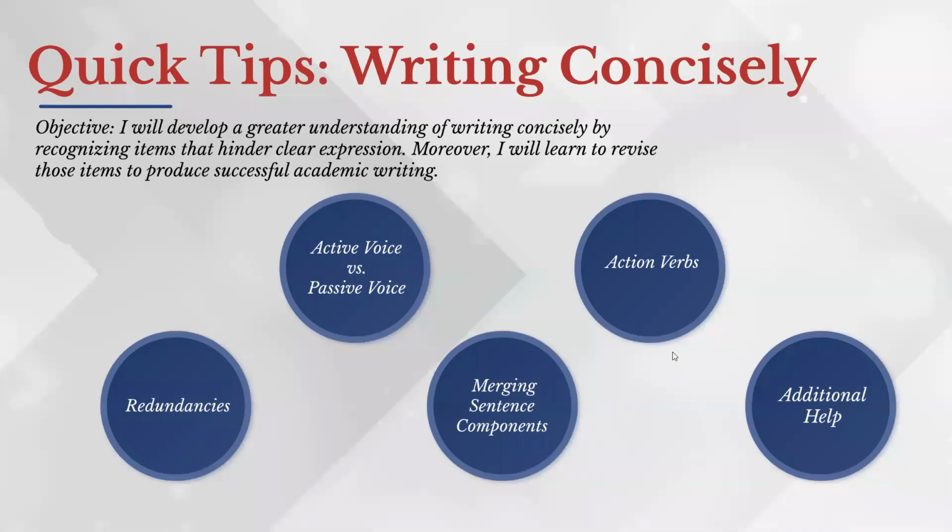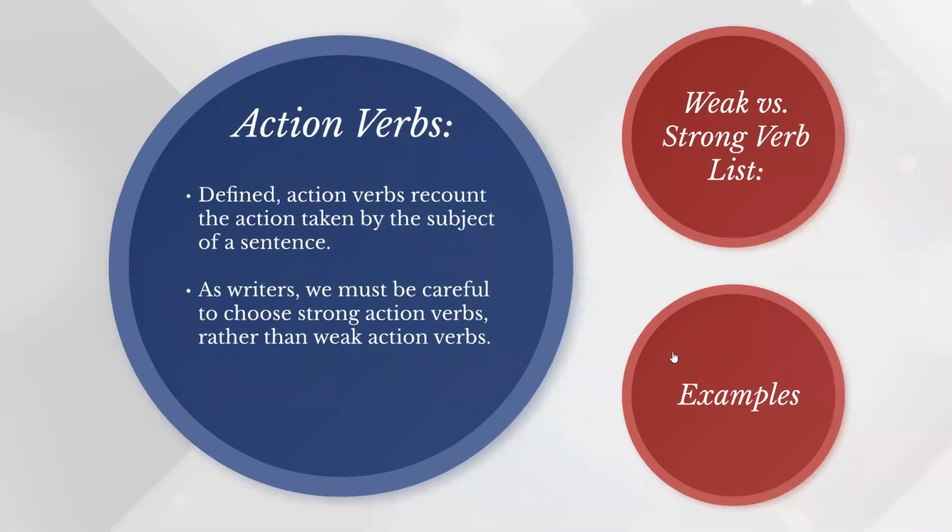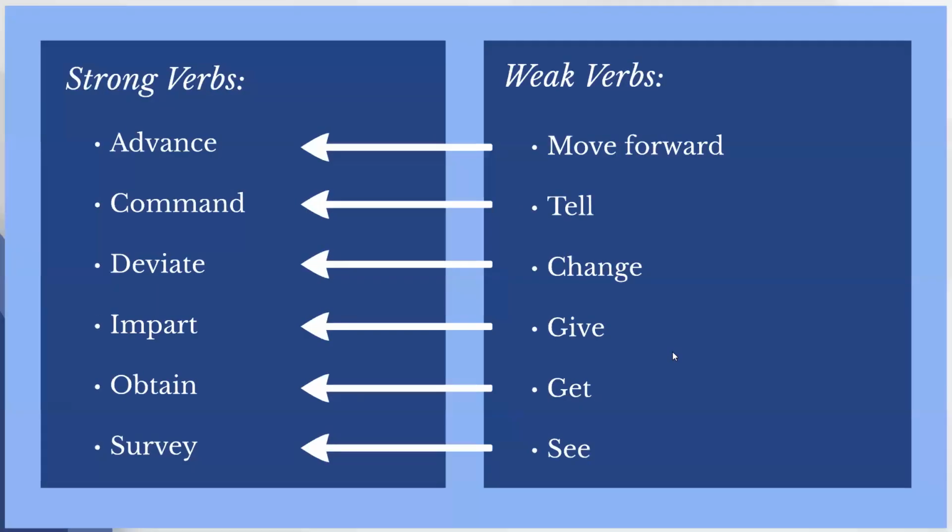And the last item we're going to talk about today are action verbs. Action verbs recount the action taken by the subject of a sentence. And it's really important that we use action verbs, but it's even more important that we choose to use strong action verbs rather than weak action verbs. Here are a few examples for you. Notice that the arrows are pointing away from the weak verbs to the strong verbs. So advance rather than move forward, command rather than tell, deviate rather than change, impart rather than give, obtain rather than get, survey or view rather than see. It's important because those stronger verbs strengthen our writing, and strengthening your writing will help provide that clarity for your audience, and it will also help make that writing concise.